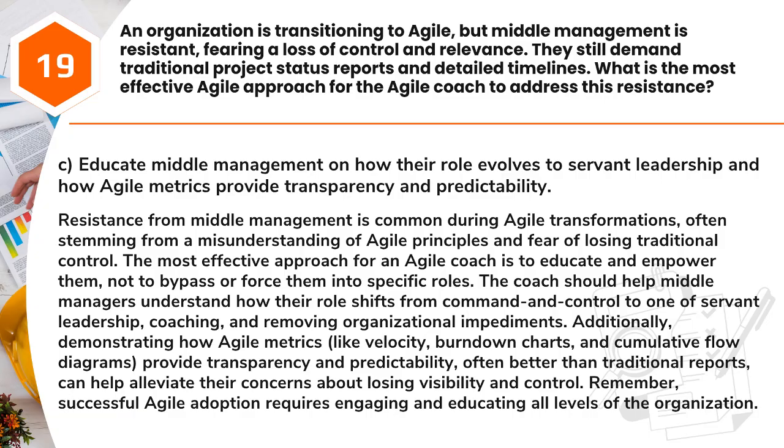Additionally, demonstrating how Agile metrics, like velocity, burn-down charts, and cumulative flow diagrams, provide transparency and predictability, often better than traditional reports, can help alleviate their concerns about losing visibility and control. Remember, successful Agile adoption requires engaging and educating all levels of the organization.